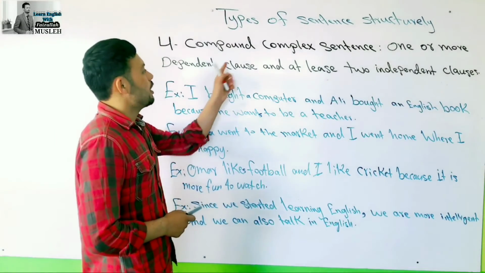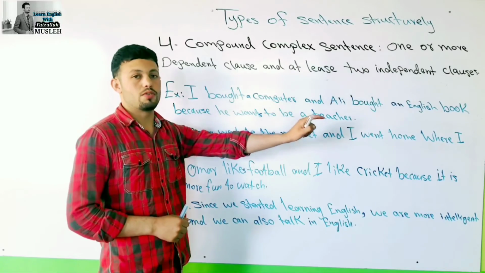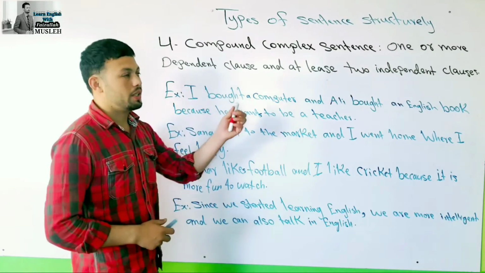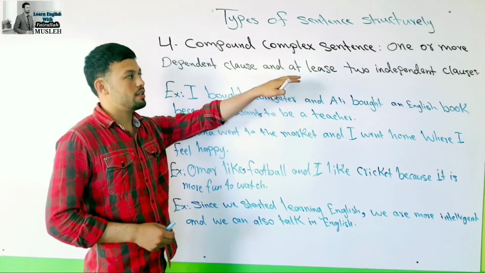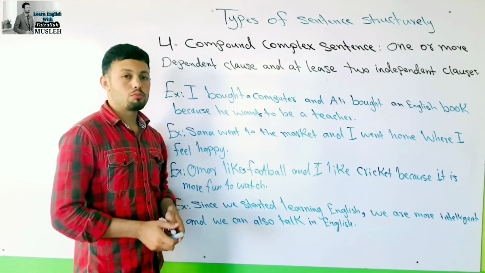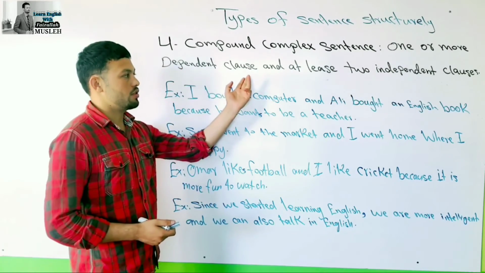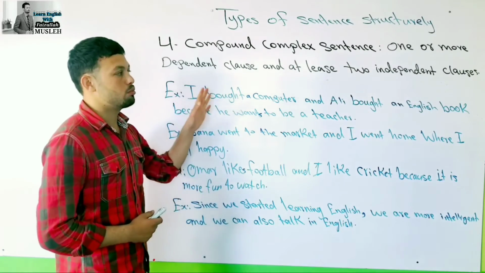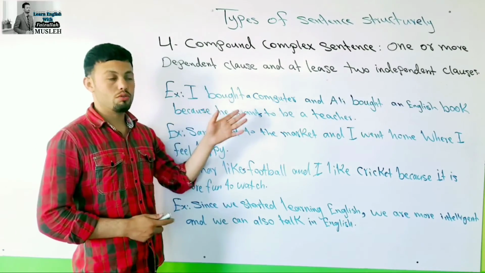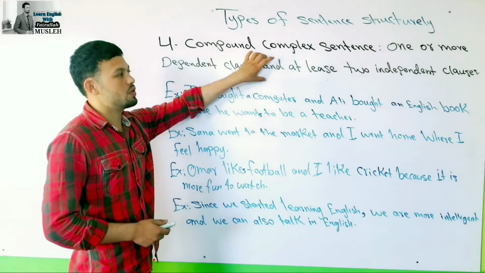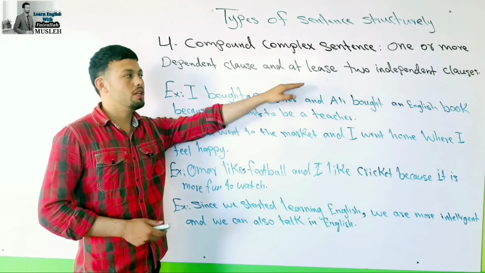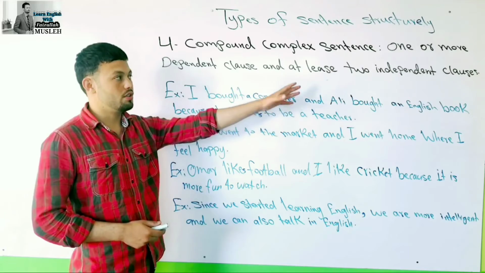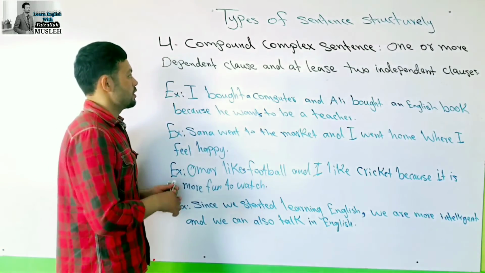Okay, dear friends, now the compound complex sentence. What's a compound complex sentence? The definition says one or more dependent clauses and at least two independent clauses. In a compound complex sentence, there should be at least two independent clauses and one dependent clause.